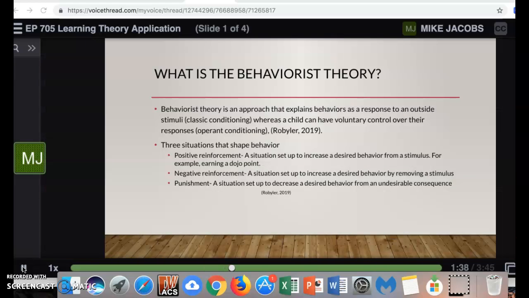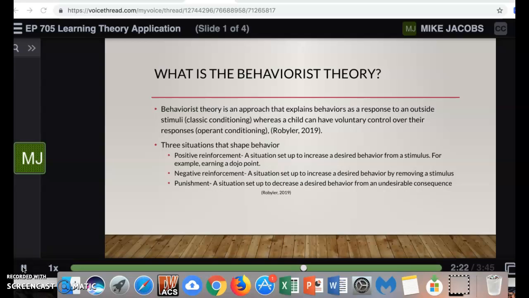The theory that connects with Class Dojo is the Behaviorist Theory. That theory is an approach to explain behaviors as a response to an outside stimulus, known as classical conditioning. The other side of that is operant conditioning, which says a child can voluntarily control their responses. Some of the situations that shape that behavior are positive reinforcement, negative reinforcement, and punishment. A positive reinforcement is a situation set up to increase a desired behavior from a stimulus.